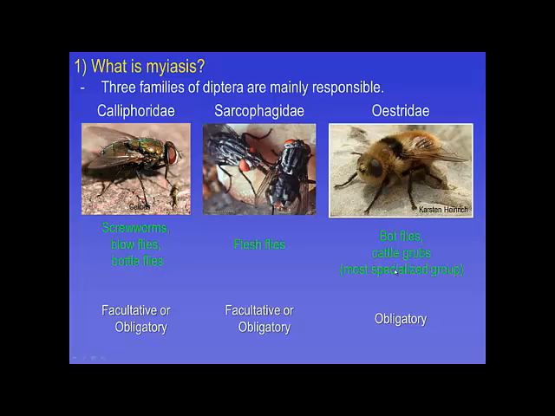These represent the most specialized group of myiasis flies, and they only include obligatory species. And that means that these flies are completely dependent on invading living hosts to complete their life cycle. So without a living vertebrate host, these types of flies are unable to complete their life cycle.